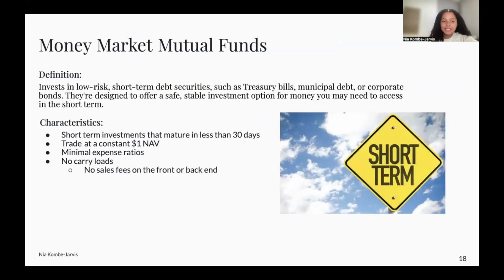Okay, now I'm going to be speaking about money market mutual funds. These are funds that invest in low risk, short term debt securities such as T bills, muni bonds, corporate bonds, and they're designed to offer a safer and more stable investment option if investors need their money sooner. Short-term investments in these funds usually mature in less than 30 days, and they have some other perks such as trading at a constant $1 NAV and having minimal expense ratios and carry loads, which are the fees associated with the upkeep of a fund.